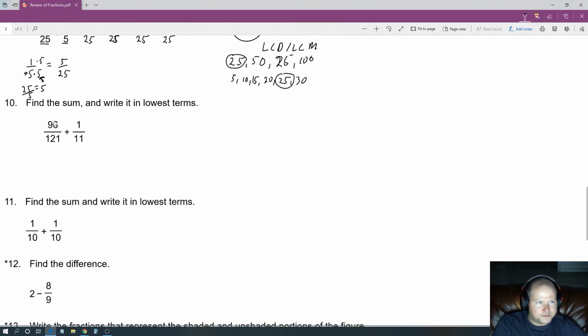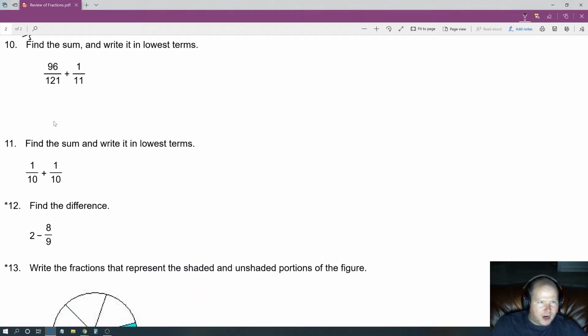All right, let's try another one. We're going to find the sum and write it in the lowest terms. Okay, so the problem here is, again, these are not like fractions. They do not have the same denominator. So first step, we make them have the same denominator. Well, how do I do that?